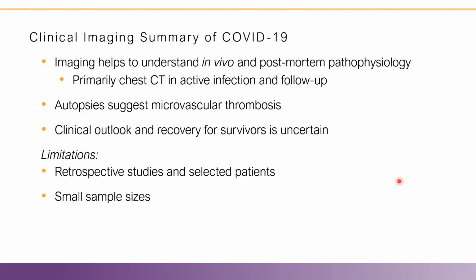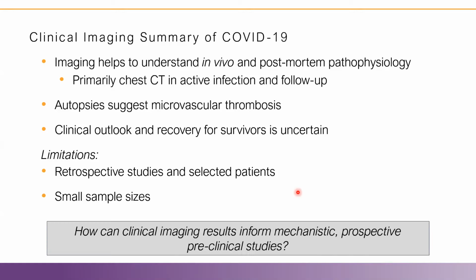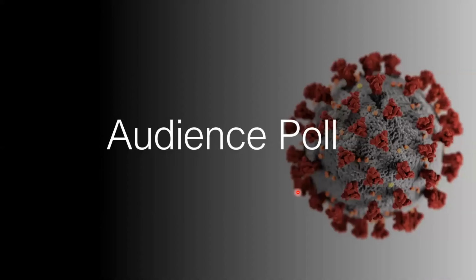Prospective studies have been nearly impossible, and so that possibly uncomfortable feeling of uncertainty motivates a new question, seemingly backwards from typical translational research from patient bedside to research bench. How can clinical results inform mechanistic and prospective preclinical studies? And here's where I will turn it over to Tanya.